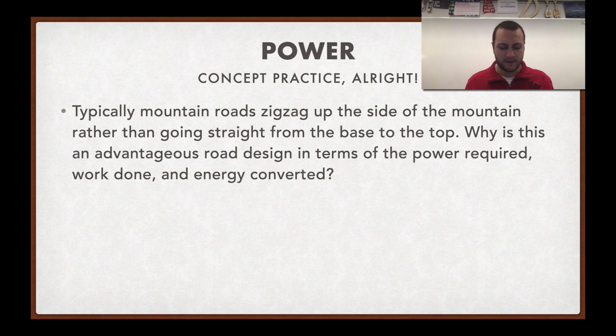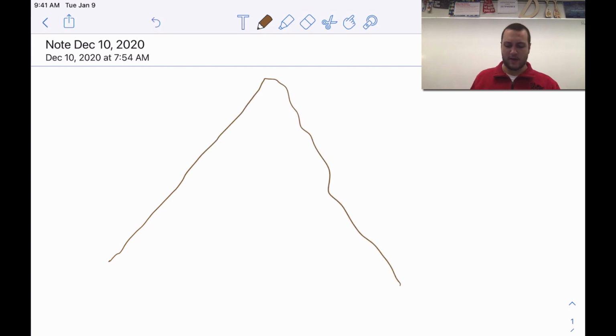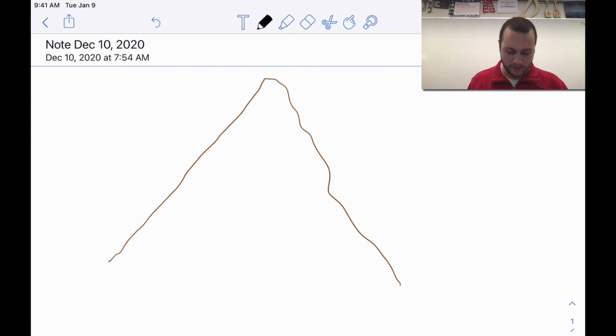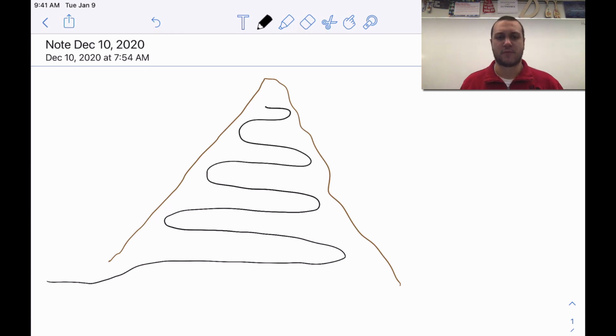So to help you out with this, I'm going to draw a little diagram here. So here's our mountain. Obviously, mountains aren't perfectly straight. So there's our mountain. And if we take a road that zigzags, you're driving, and you're like, hey, look, we're going to go up this mountain, and this road is going to zigzag back and forth until we reach whatever that highest point is.